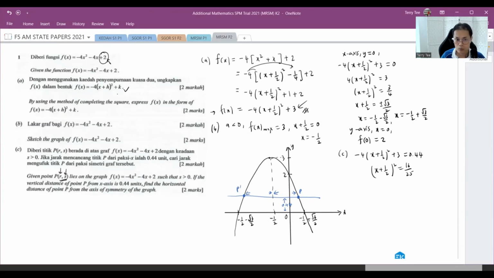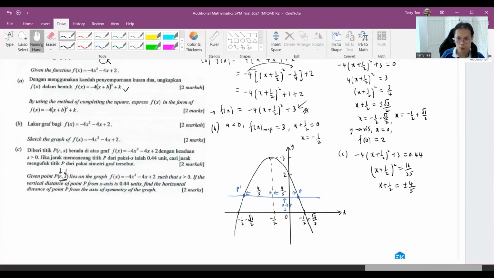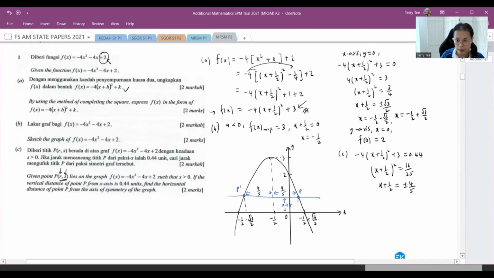So let's just square root this. When you square root, by right, you put a plus minus. So square root 16 is 4, square root 25 is 5. So it is plus minus 4/5. Now, actually, you don't have to find the x coordinate. This plus minus 4/5 is basically this distance here. One is smaller than your x coordinate by 4/5, one is to the left-hand side, one is to the right-hand side. But if you want, you can actually work it out. Your x value is, number 1, -4/5 minus half. Second one, +4/5 minus half.